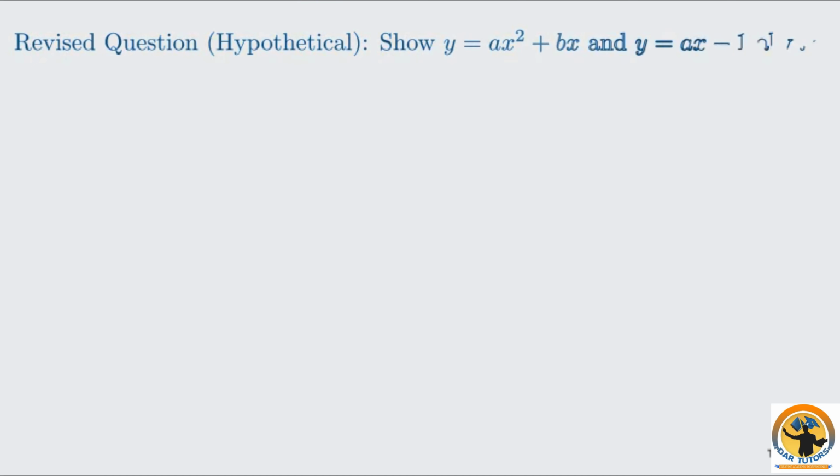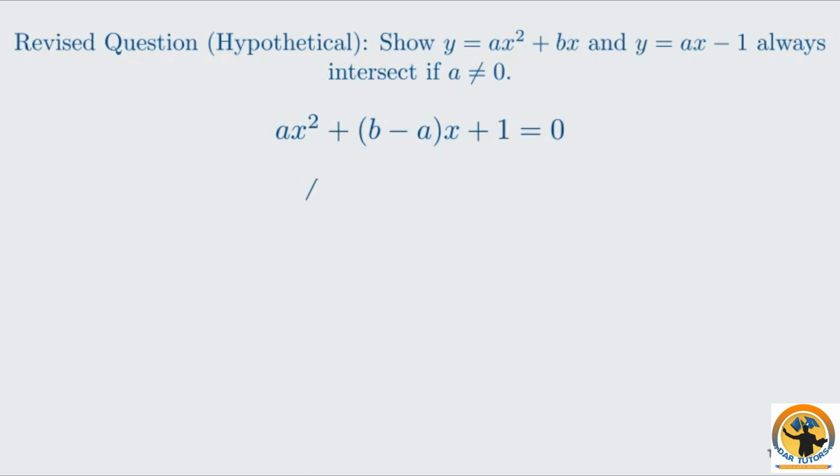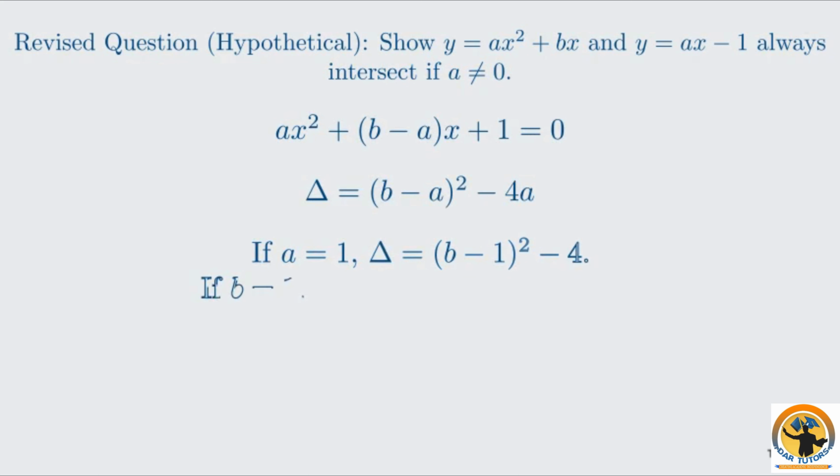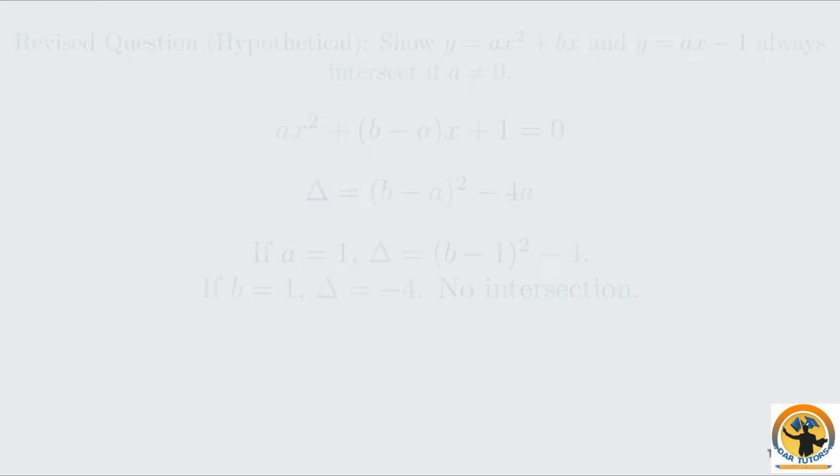Let's assume the question meant a line of the form y equals ax minus 1. Then we would be solving x squared plus bx equals ax minus 1. This simplifies to x squared plus the quantity b minus a times x plus 1 equals 0. The discriminant is b minus a squared minus 4. For any a greater than 0, we can always choose b such that this discriminant is negative. For instance, if a is 1, we get b minus 1 squared minus 4. If we choose b equal to 1, the discriminant is negative 4, and there are no intersections. So, the question must be asking for a condition that holds for all b.